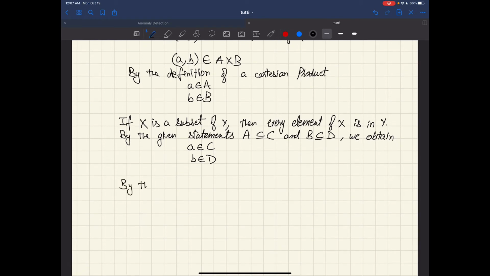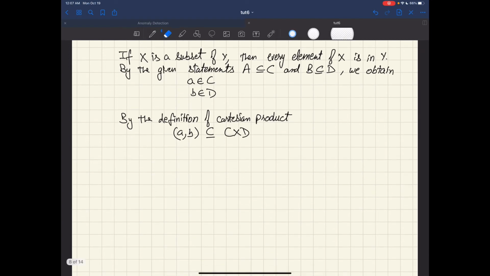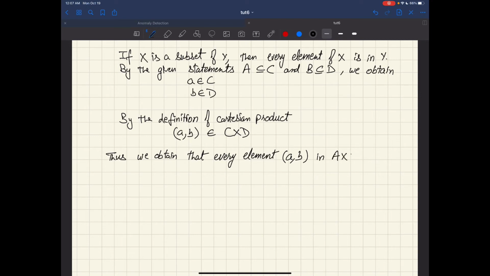Again, by the definition of Cartesian product, (a, b) belongs to C × D. Therefore, we obtain that every element (a, b) in A × B is also present in C × D. Therefore, A × B is a subset of C × D.